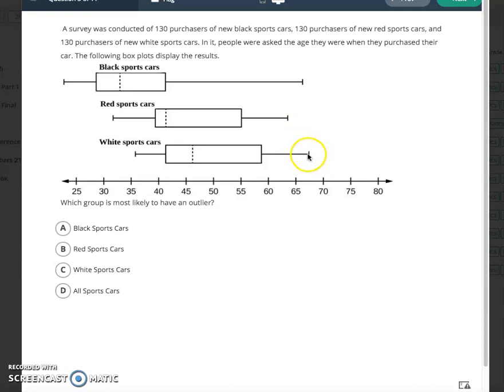There's somebody that was even older that bought a white sports car. However, this person right here was really closer to the middle 50%. So they weren't that far off from the age that the middle 50% bought it. So I would say the person who bought the black sports car is that outlier, who's very far off from the middle 50%. So I'm going to say it's the black sports car.